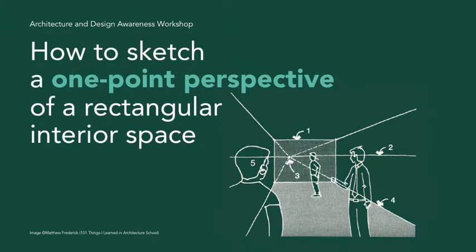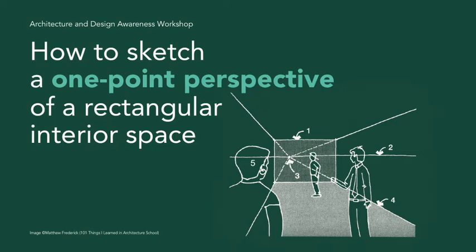Number three, mark a vanishing point on the horizon line. The vanishing point represents your location as the viewer of the scene relative to the side walls. In the example, the vanishing point has been established 3 feet from the left hand wall.